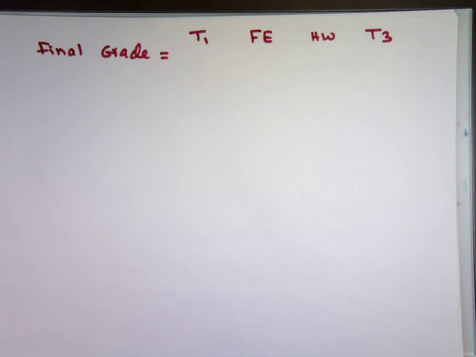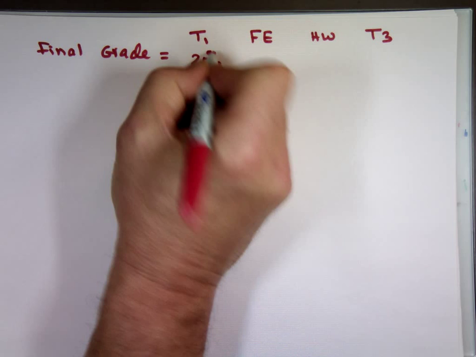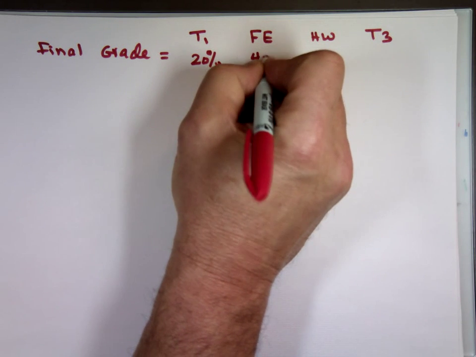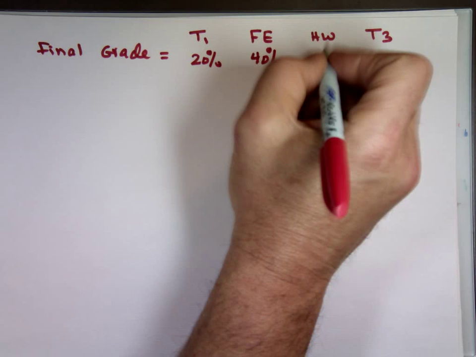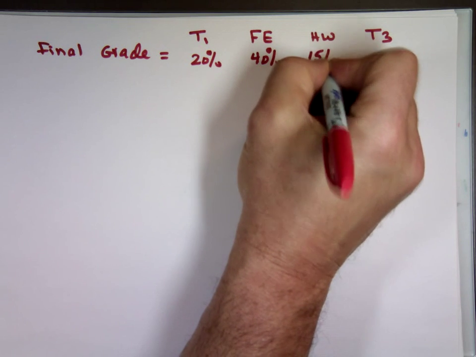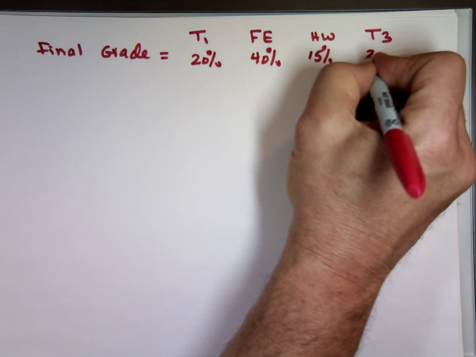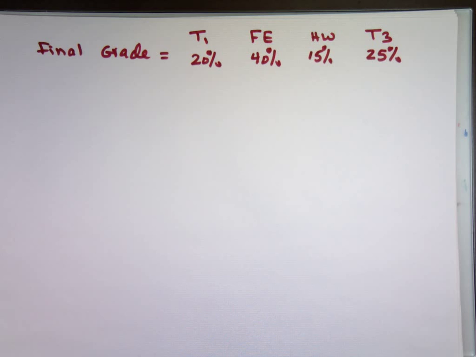I want test 1 to be worth 20% of the grade. I want the final exam to be worth 40% of the grade. That's 60. I want the homework to be 15% of the grade. That's 75. Now I'm doing this right, this would be 25% of the grade. So I can put different percentages to them.